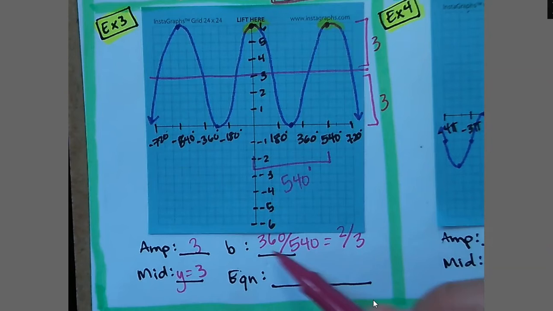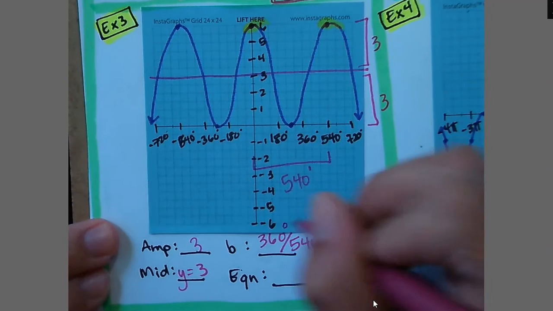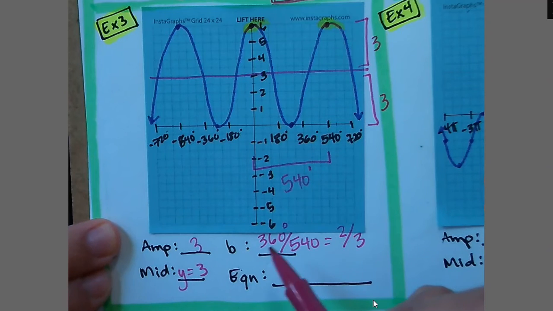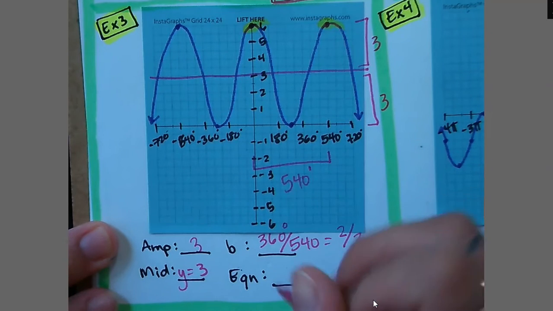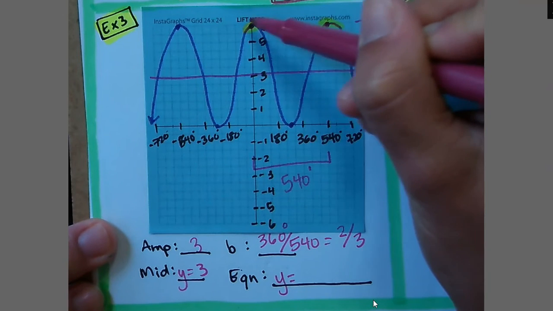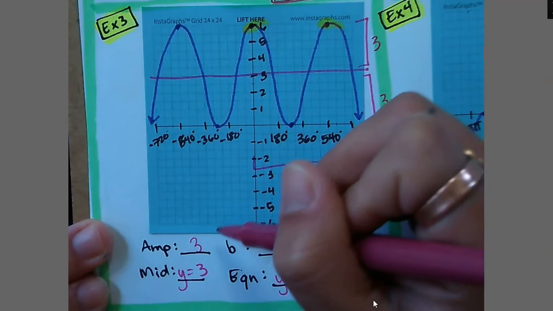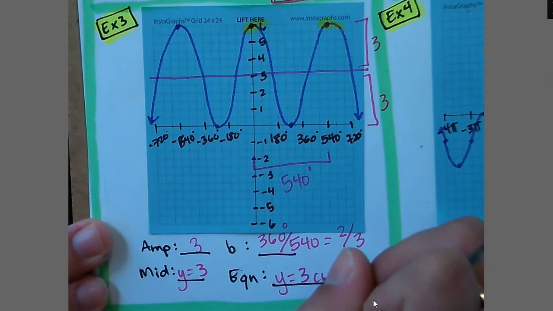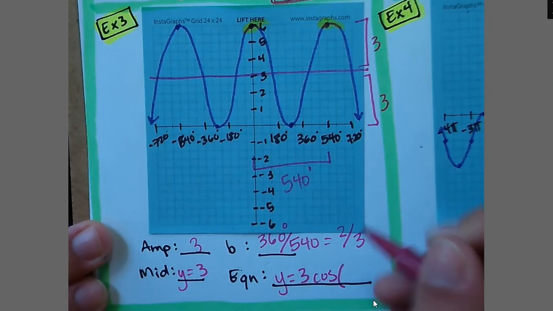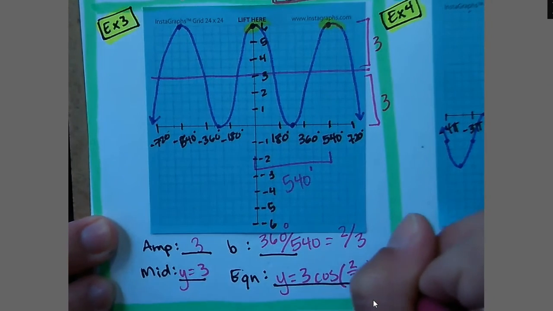Again, if you type this into your calculator and press math enter, or if you type this into Google and click simplify, it will show you 2/3. Okay, and we use 360 degrees because we're looking in degrees instead of radians. Okay, so now we can write our equation. It always starts with y equals. This is going to be cosine because it's starting at a maximum point. And since it's starting at a maximum point instead of a minimum, it's going to be positive 3 cosine of, and then we're going to write this, 2/3 x, and then add the midline on the end, plus 3.